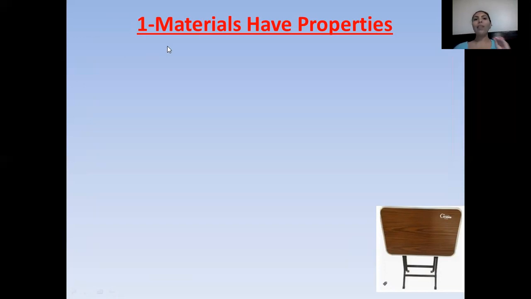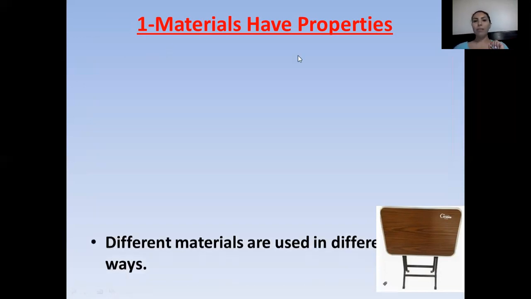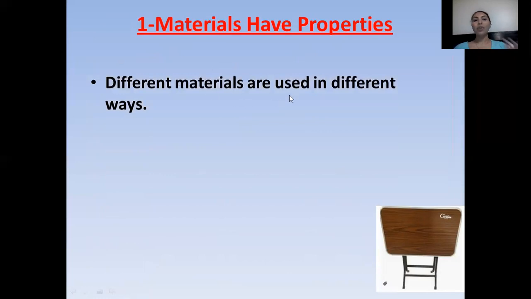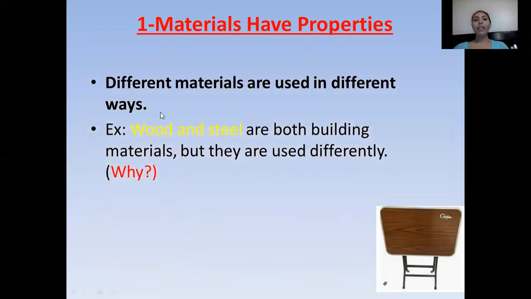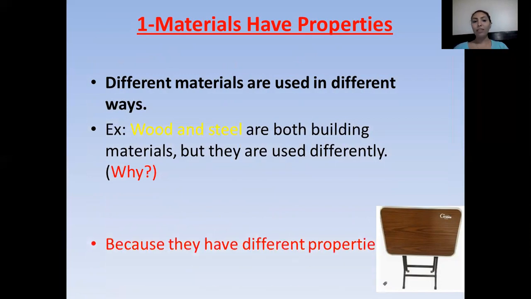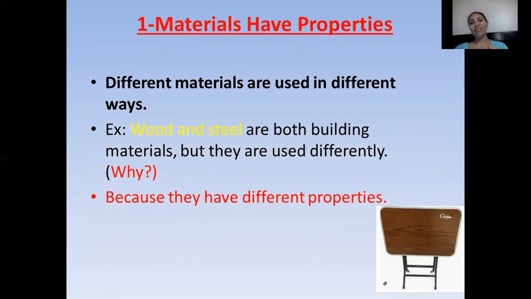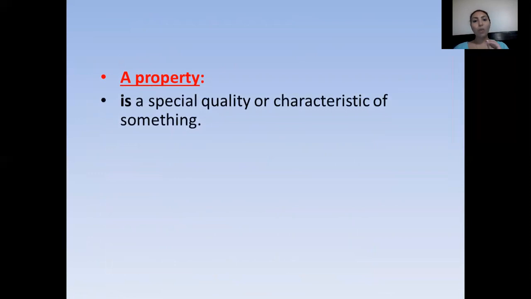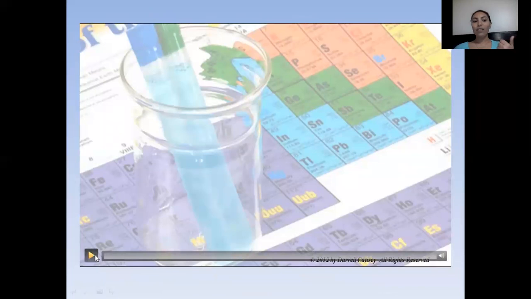From here, we can say that materials have properties, and different materials are used in different ways, like wood and steel. Both are building materials, but used differently. You know why we use wood and steel in different ways? Because they have different properties. So, what's the meaning of a property? A property is a special quality or characteristic of something. And now, enjoy this video to summarize what we'll say in this lecture.